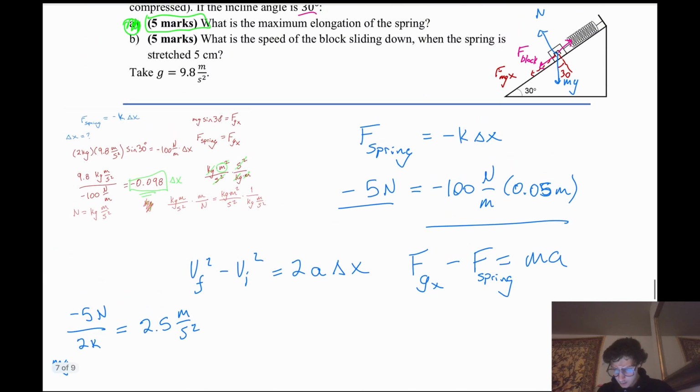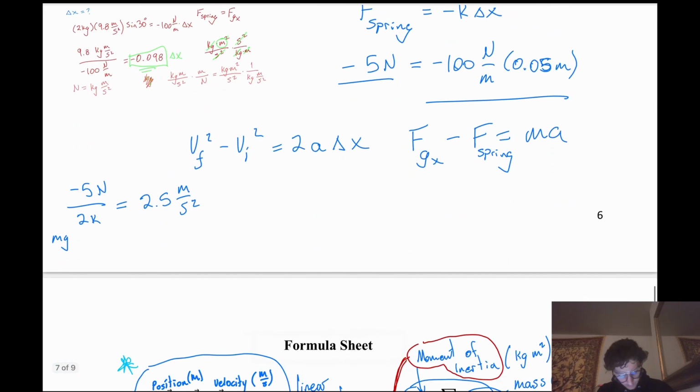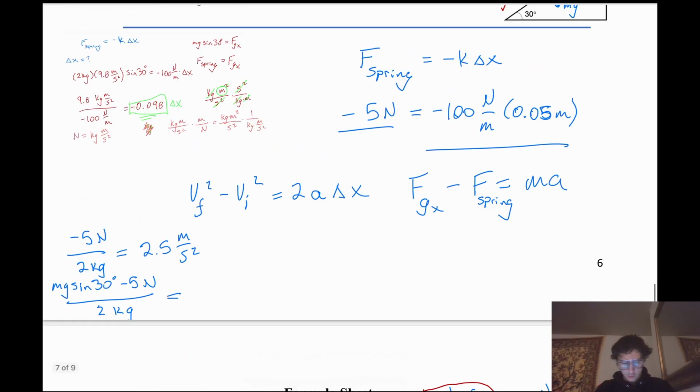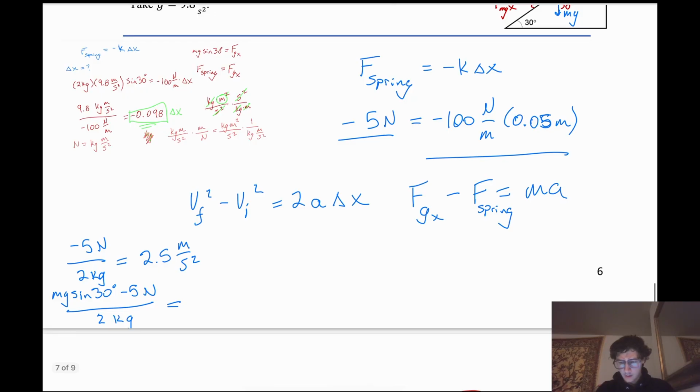So if we have minus that, then we can also do mg sine 30, minus 5 newtons over 2 kg. So the mass of the block is 2 kg times 9.8 meters per second squared times sine of 30. So this is just 9.8. And then we subtract from that 5 and we get 4.8. Huh, this is actually kind of nice because 4.8 divided by 2 is 2.4.